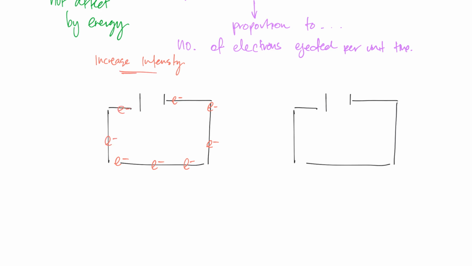But now I said increase the intensity. Now by increasing the intensity, it means more photons, and more photons means more electrons. So essentially, what my circuit is now going to look like is something like this. More electrons, which means more current. There's more flow.